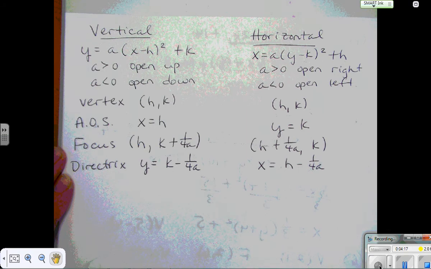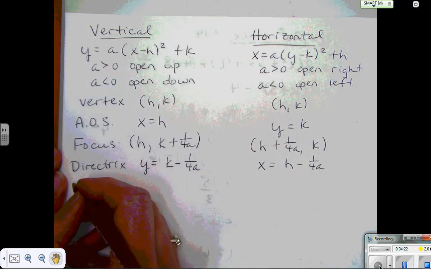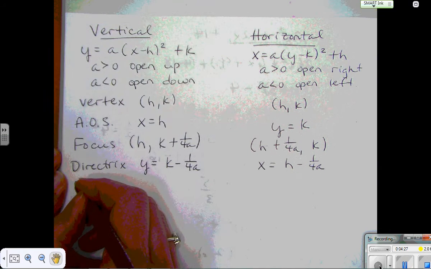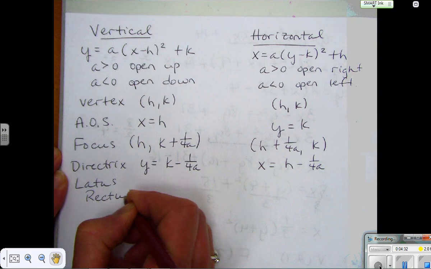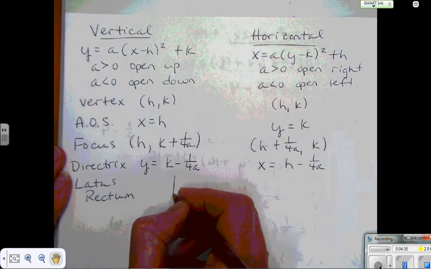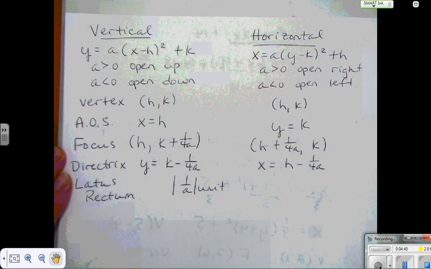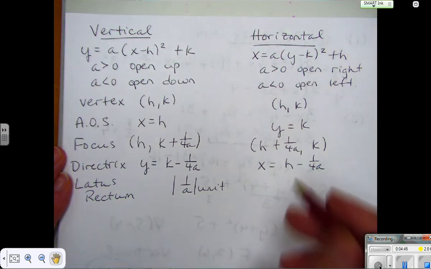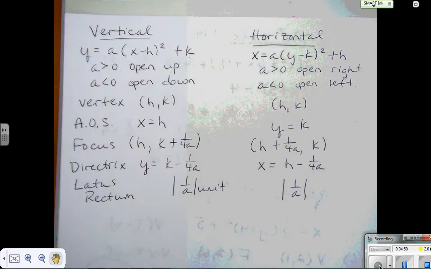Then they have something called the latus rectum, which is a segment that goes across the bottom of the parabola. I think that's why they call it the rectum, because it's at the bottom. The length of that is the absolute value of 1 over a in whatever unit of measure they're using. It's the absolute value because you only measure in positive numbers, right? You don't measure in negative numbers. And that's true for both of those parabolas, whether it's vertical or horizontal. Any questions?